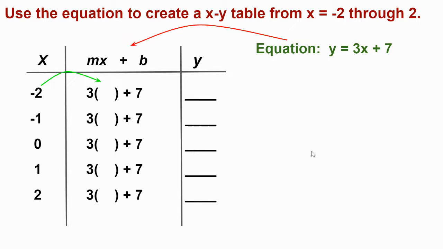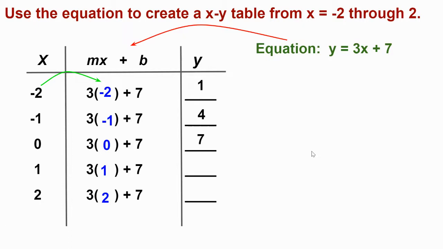So the first one, 3 times -2. Then the next one, I'm going to do 3 times -1. Then I'm going to do 3 times 0. Then I'm going to do 3 times 1 and 3 times 2, whatever I'm going to use for x. And then I just simply work it out. 3 times -2, -6, plus 7 is 1. 3 times -1 plus 7, that's 4. 3 times 0, 0, plus 7, 7.